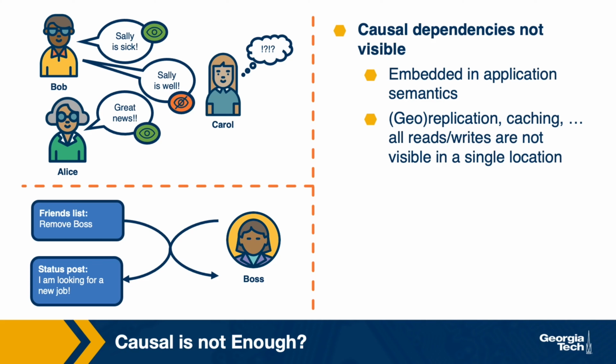For instance, for causal consistency, the system observes the data accesses in order to determine causality. But when updating the friends list and the postings about the job, these access different servers and therefore they appear as if they are concurrent operations. So it's hard for the system to tell on its own what it is supposed to do, how it is supposed to order these operations.